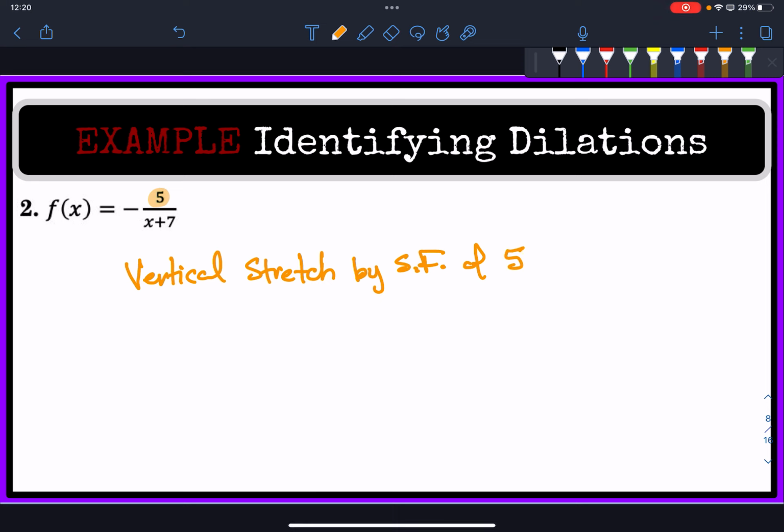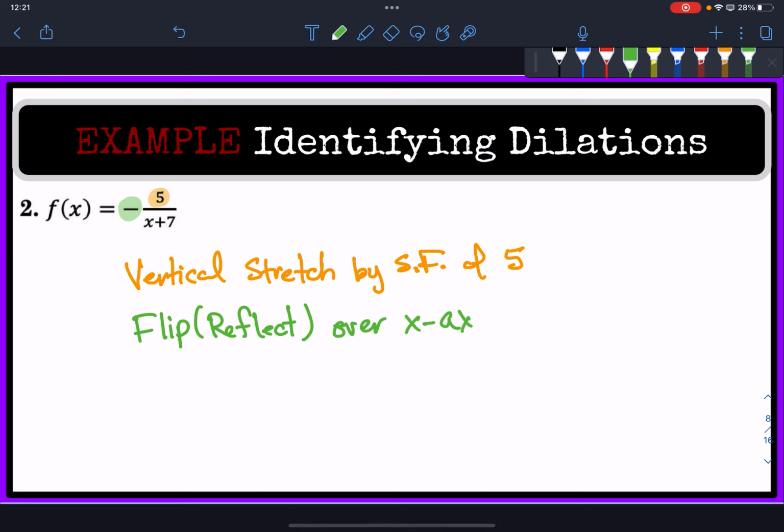Now the negative sign on the outside right there, that's going to be a vertical dilation, which simply means that we're going to reflect it, we're going to flip it vertically, which is jumping over the x-axis. So we're going to flip it over the x-axis, or reflect it over the x-axis.